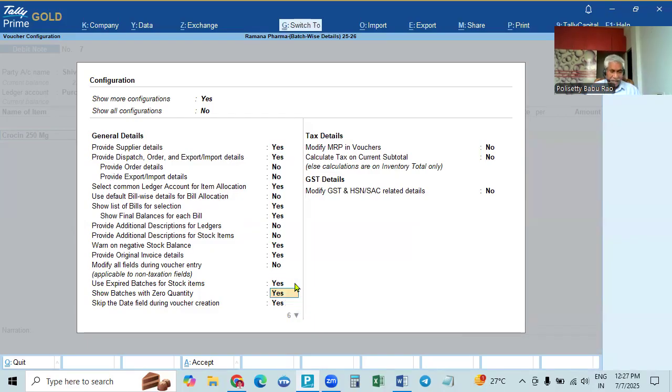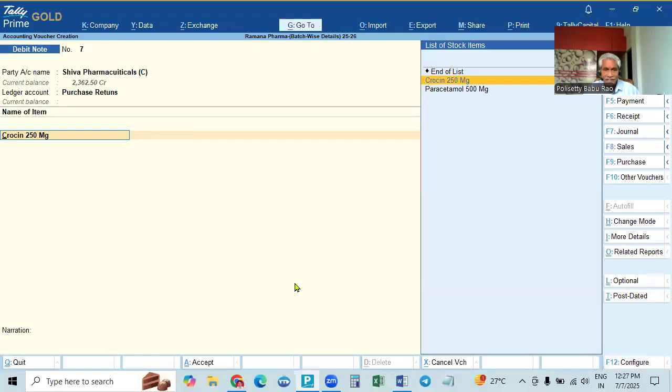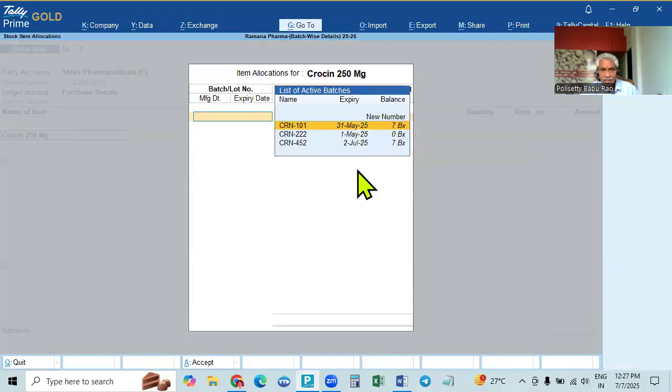Yes, if we click here, you see all the batches it is showing. This batch is totally sold, no balance, and this is the expired item. This is not expired. So now we require the expired items, 7 items you have to send back. This one is not expired, and this one's balance is not there. So that you have to select.